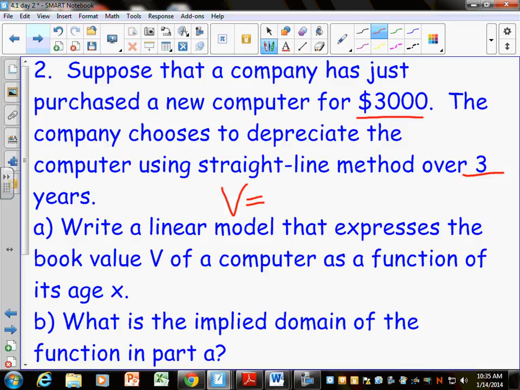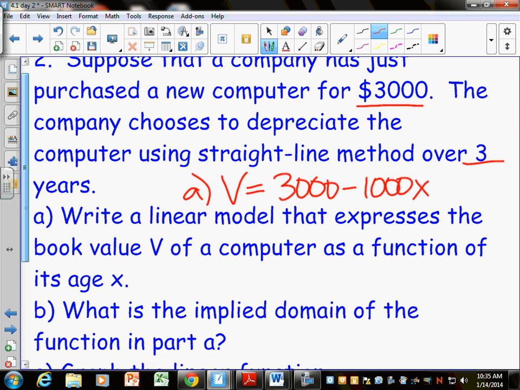And it's always going to be the total cost minus how much it's losing per year. So it costs $3,000 minus 1,000 times X, which is per year. Do you have a question on where I'm getting those values from? Where'd you get that V from? Because it just says in the problem to use V for the book value. That's it, right? That's A. I'm just writing it above so I can see the problem better.